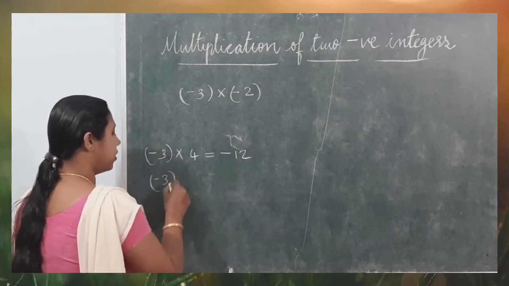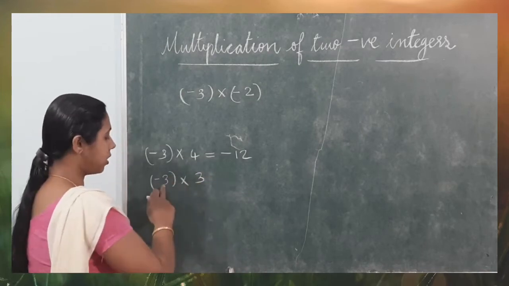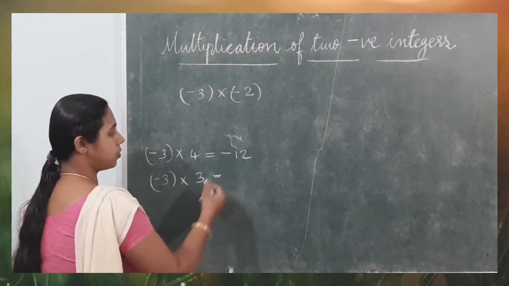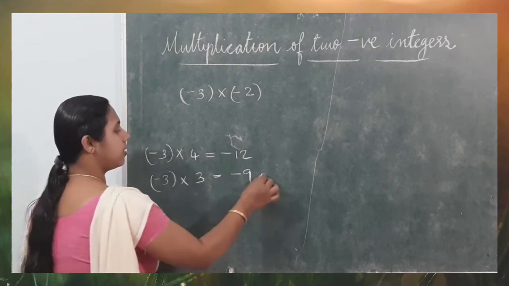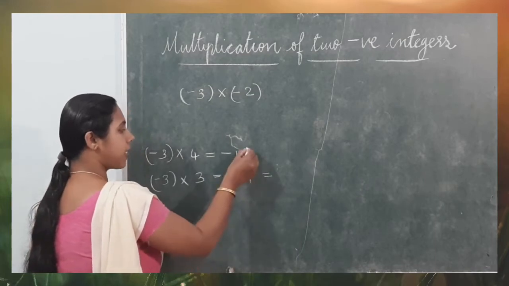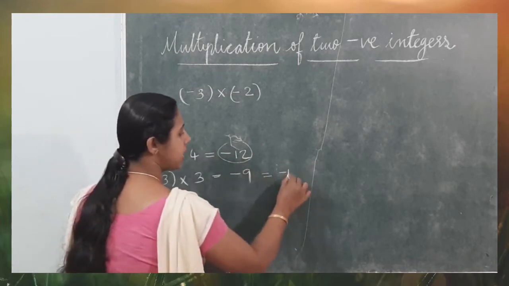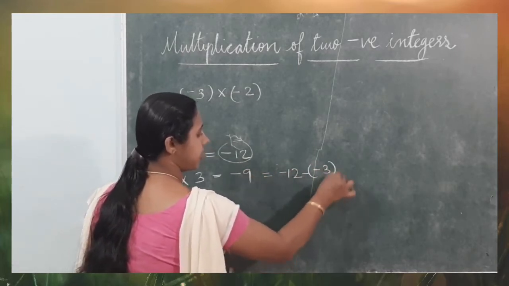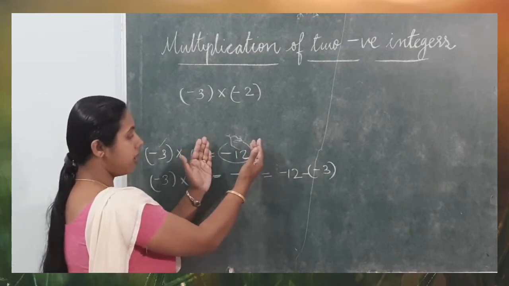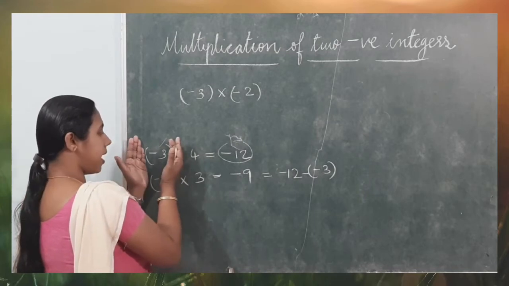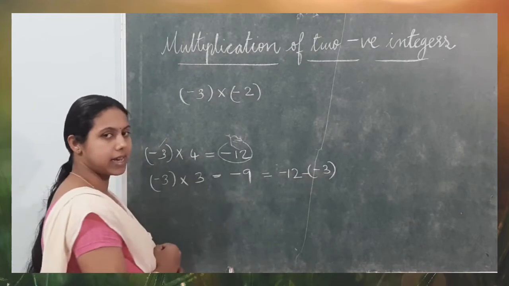Then negative 3 into 1 less than this 4, that is 3. Negative 3 into 3 is equal to minus 9. That answer we will get if you subtract this negative 3 from the product just above, which is minus 12. Minus 12 minus minus 3, minus 12 plus 3, that is equal to minus 9.